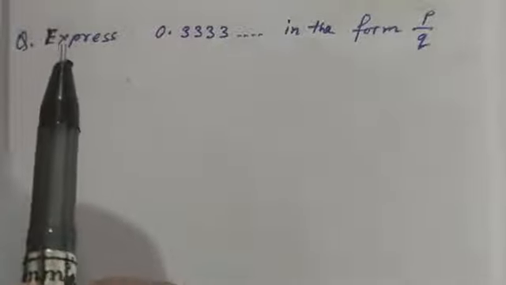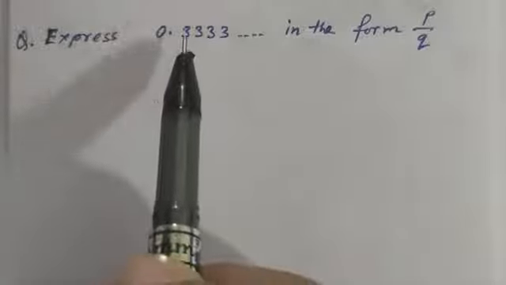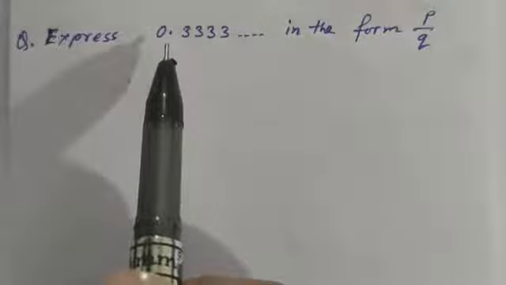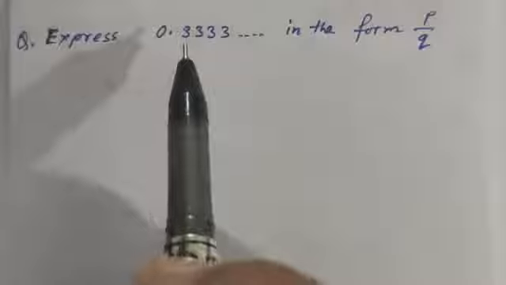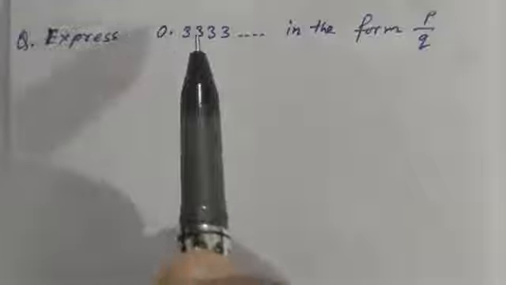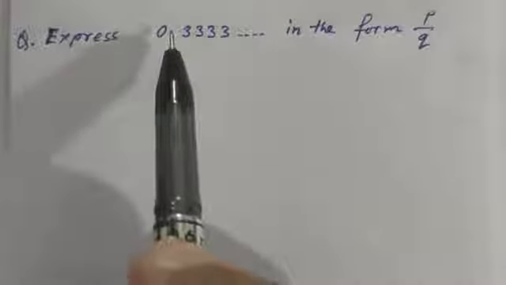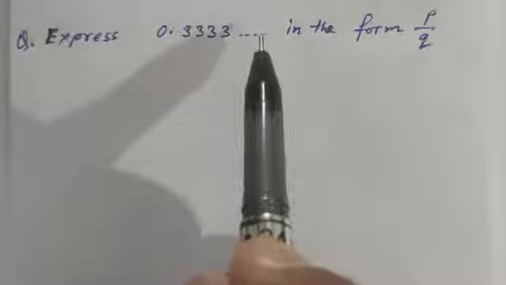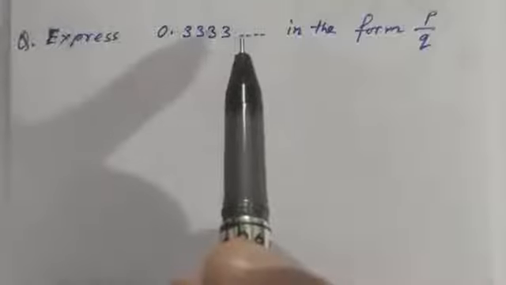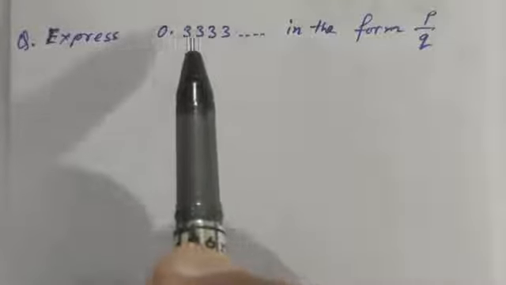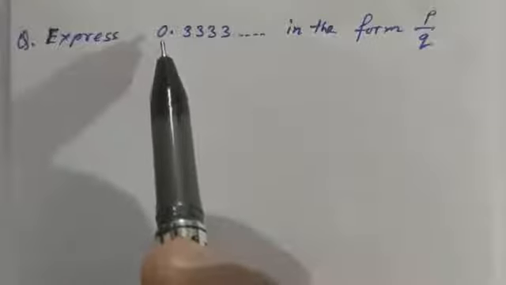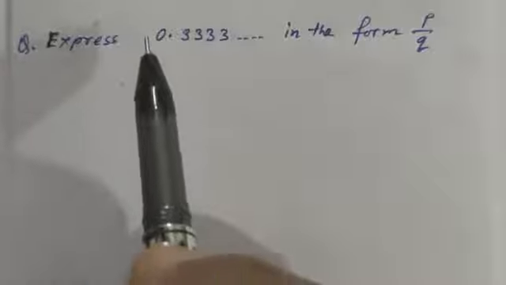Here we have a question. The question is to express 0.3333... Looking at the decimal expansion, is this rational or irrational? Yes, very good. It is rational. Why is it rational? Because this decimal expansion is non-terminating, but it is repeating, as 3 is repeating here. So it is a rational number, and a rational number whose decimal expansion is non-terminating but repeating can be expressed in the form p by q, as I said a few minutes ago.